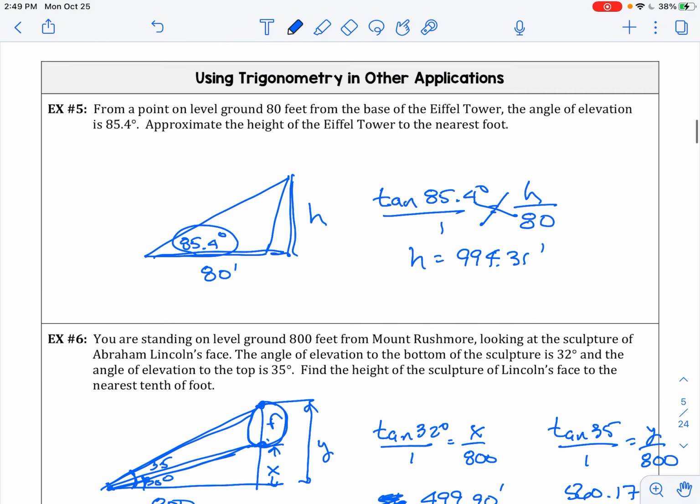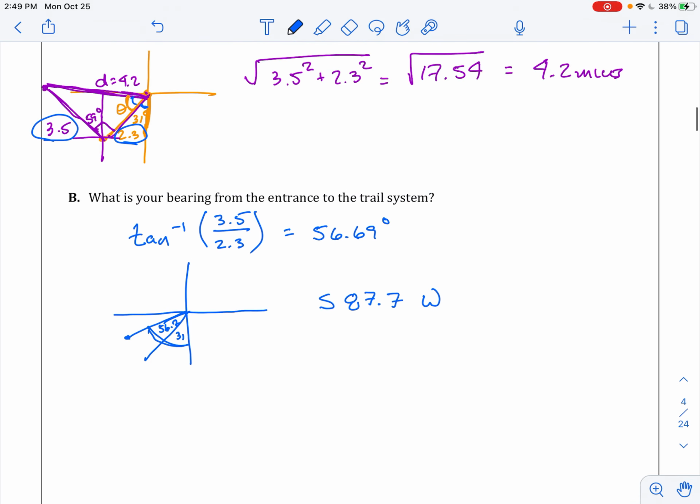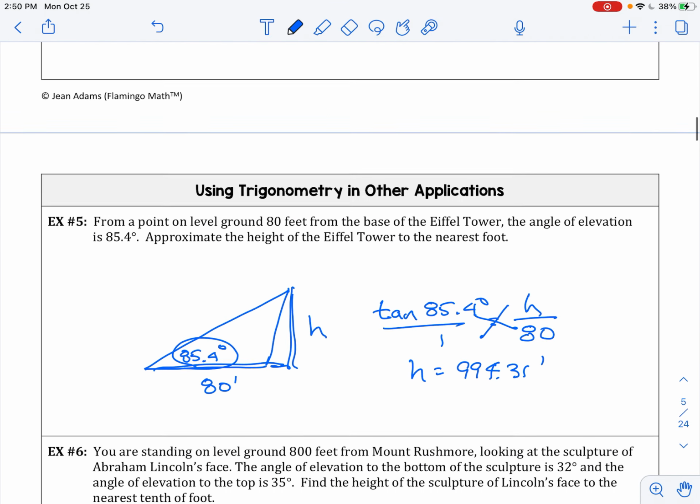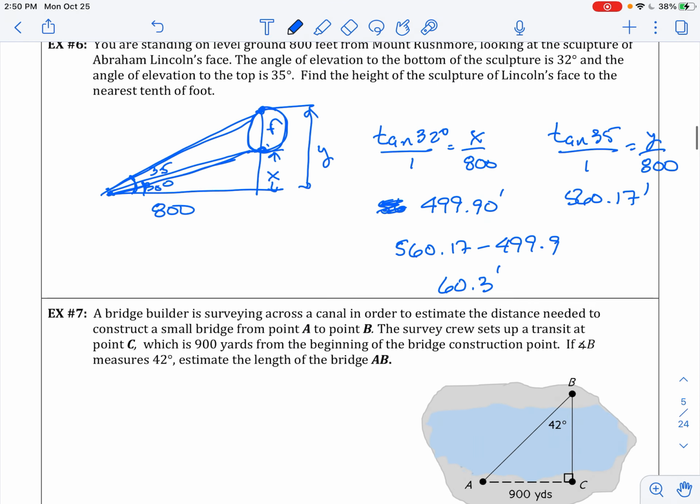So what we're going to do when you come to class then is we'll expand on some of these. We'll look at bearings and courses, and then also go through some other applications to get started.